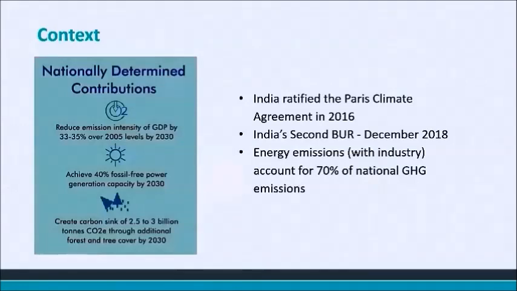Now, to provide broader context to our GHG emissions and our national goals to reduce them, India ratified the Paris Agreement in 2016. In our nationally determined contribution, or NDC, to the UNFCCC, we volunteered to reduce our emissions intensity of GDP by 33 to 35% over 2005 levels, achieve 40% fossil-free power generation capacity, and create a carbon sink of 2.5 to 3 billion tons of CO2e by 2030.